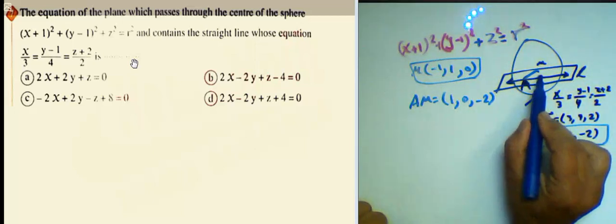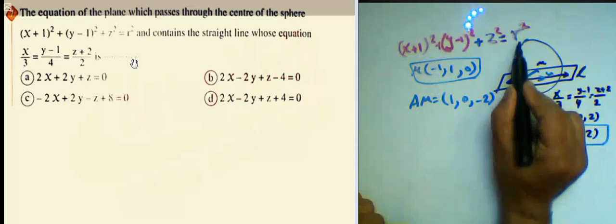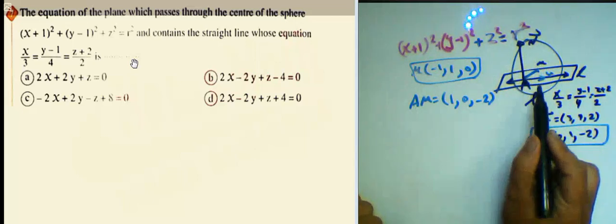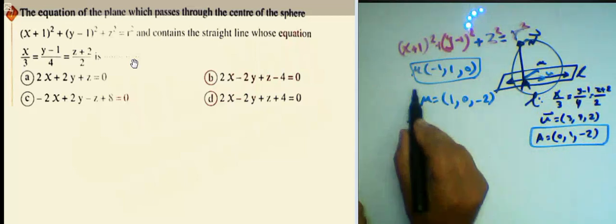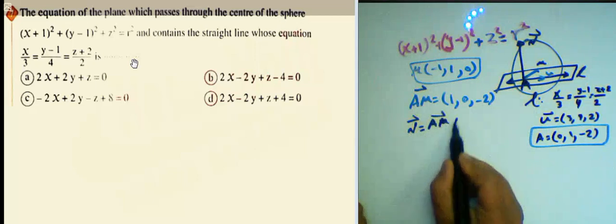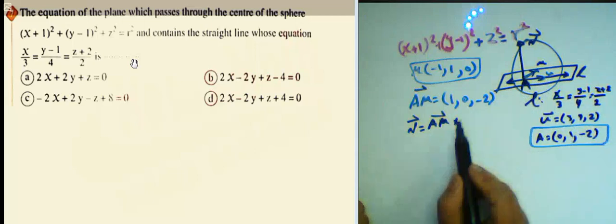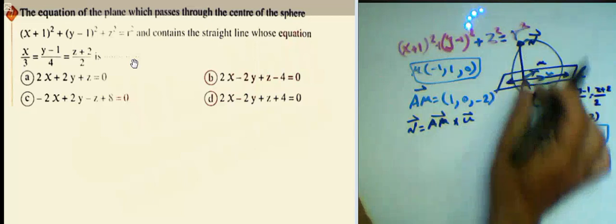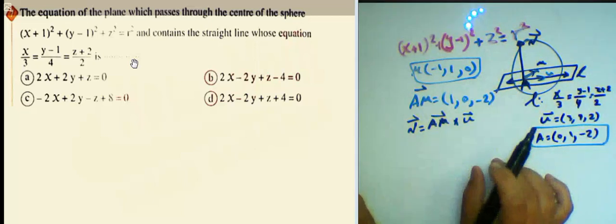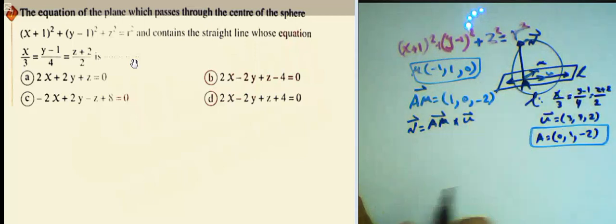And we have the vector u here. Why do we do it? Because we want to find the vector n. We can get vector n by the cross product of vector AM and vector u. We find the cross between them to get the vector n. It's perpendicular to the straight line, perpendicular to the plane and perpendicular to the sphere.